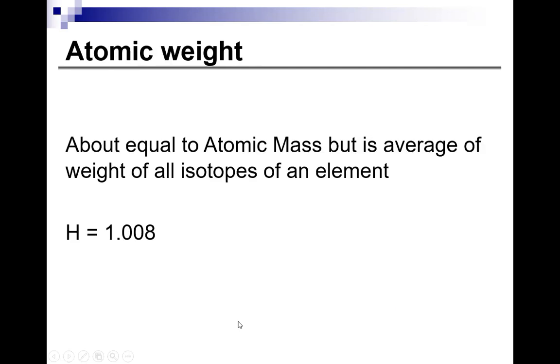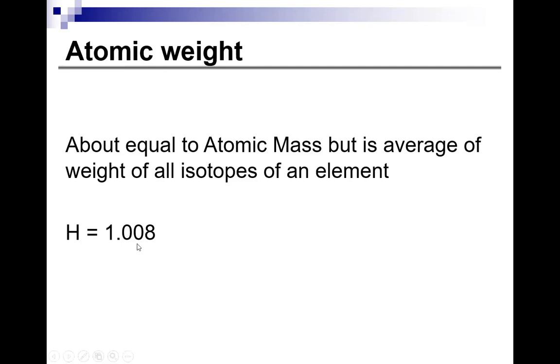When we look at the average atomic weight, that's equal to atomic mass, but it's the average of all of the different isotopes and their abundance. It takes abundance into account, so it's not just saying 1 + 2 + 3 and then you get the atomic weight. If 98% of hydrogens come from the isotope that has 1 proton and 0 neutrons, it's going to add more to that weighted average.